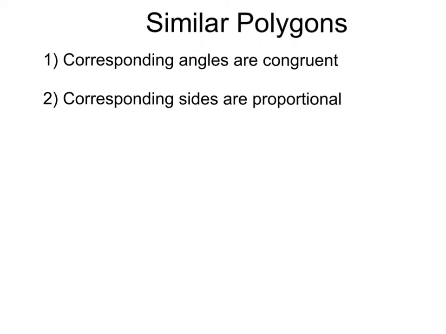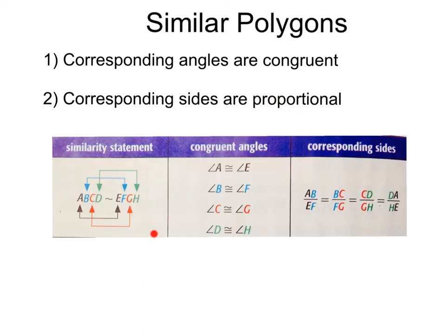Now, there are two things required for two shapes to be similar. One, corresponding angles have to be congruent, and two, the corresponding sides have to be proportional. Here are some things you want to take note of when talking about similar polygons. A similarity statement is just like a congruent statement. You're saying which sides and which angles correspond in one shape to the next.